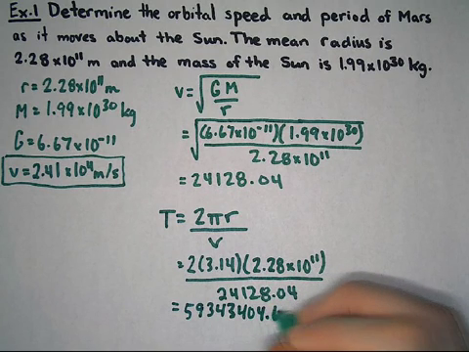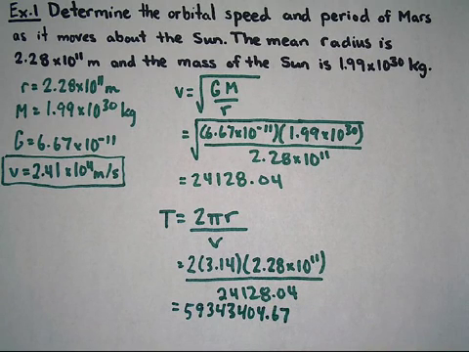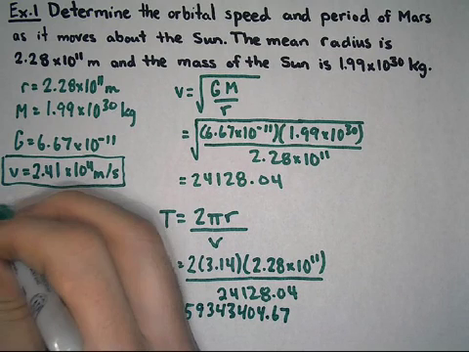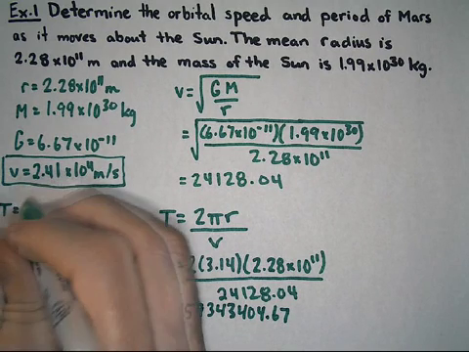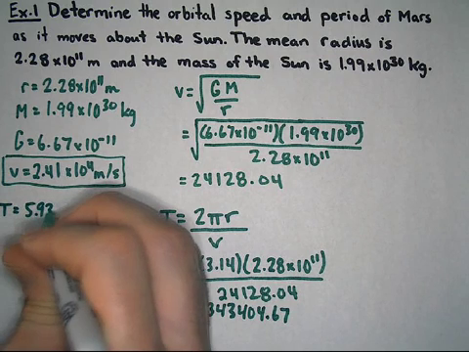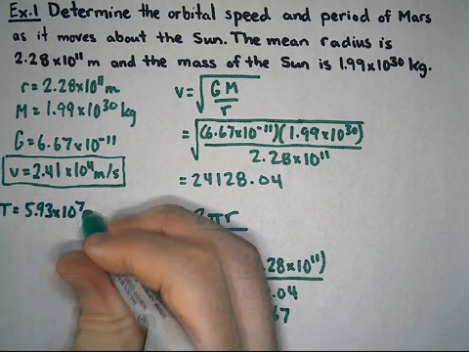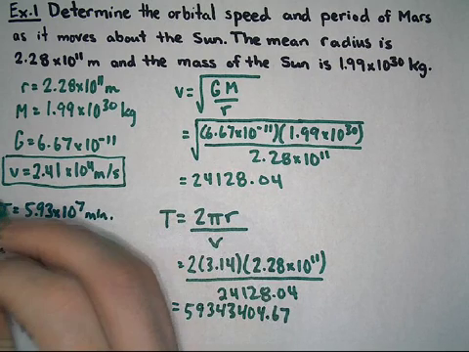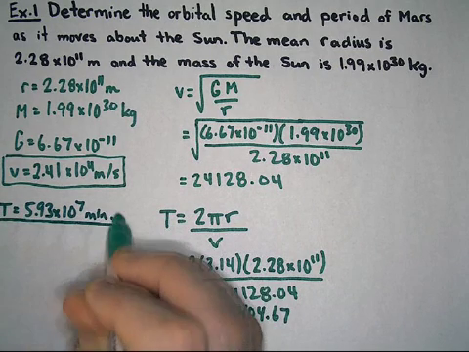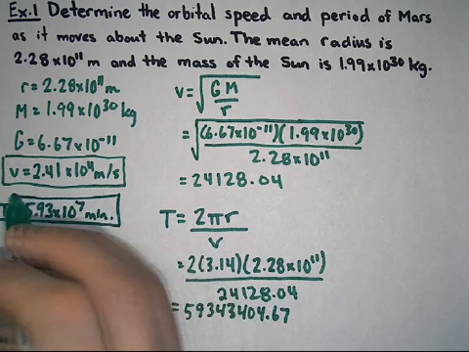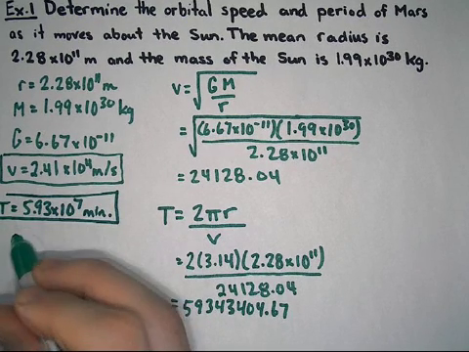Which, just as an FYI, this answer here is approximately 41,210 days for this to occur. And that's quite a long time. And that's how long it takes Mars to orbit the Sun. One orbit around the Sun is that 41,210.